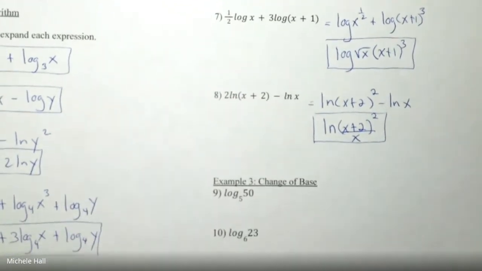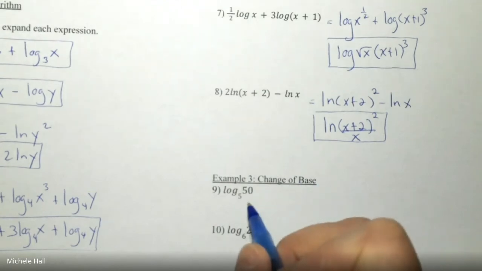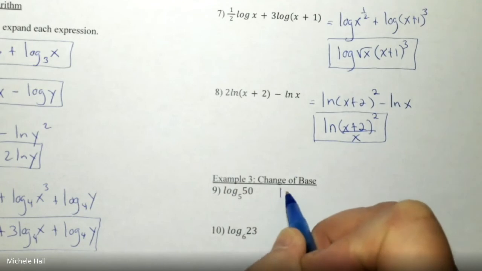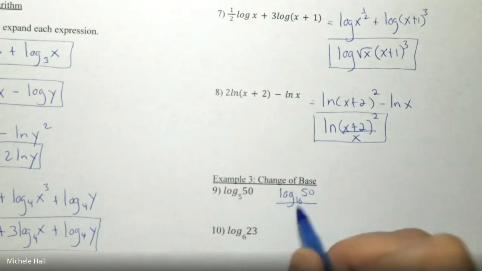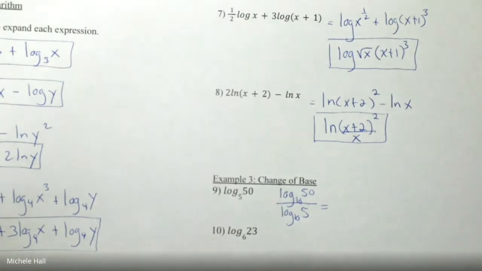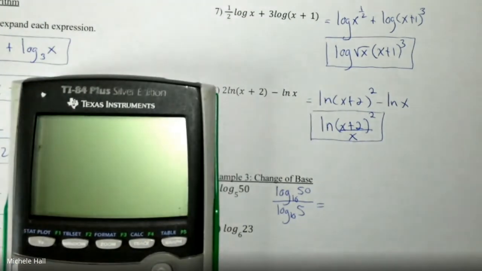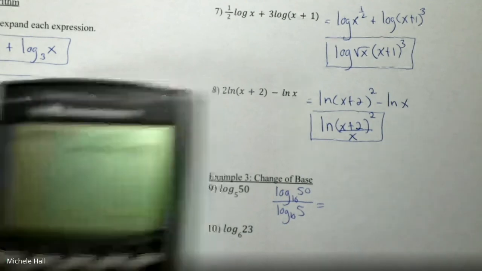Finally, we have the change of base, which comes in very handy. I have log 5 of 50 and I cannot evaluate that on my calculator. And what I can do is I can do a change of base. I'm going to change it to base 10. Log 10 of 50 divided by, this is on top, log 10 of 5. And I'm going to put that on my calculator. Log 50, close my parenthesis, divided by log of 5, close my parenthesis, and we get 2.43.